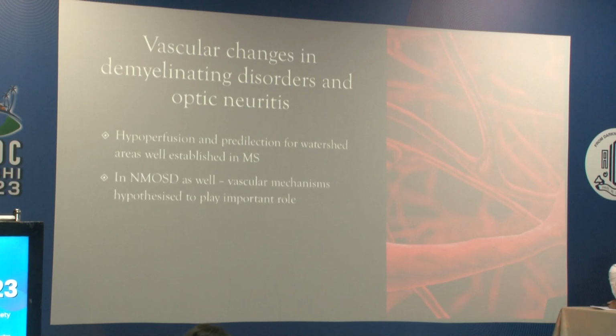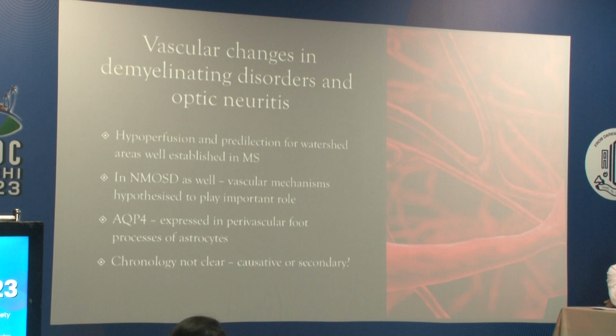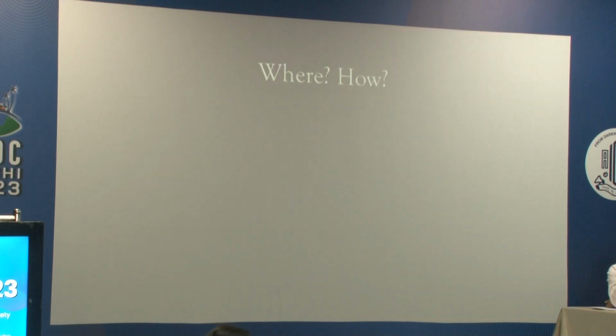In NMOSD as well, vascular mechanisms are hypothesized to play a very important role, especially considering the fact that aquaporin-4 receptors, which are the main target in this disease, are expressed in the perivascular foot processes of the astrocytes. However, the chronology of these vascular events is not clear, whether these are causative or secondary to the neurodegeneration. So where can we study these vascular changes?